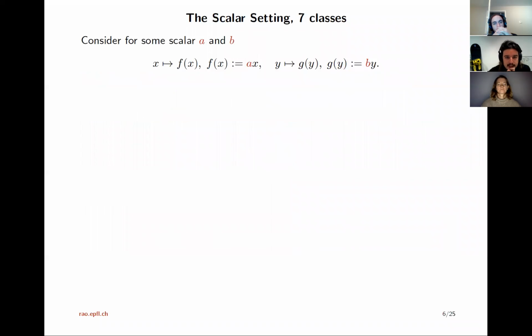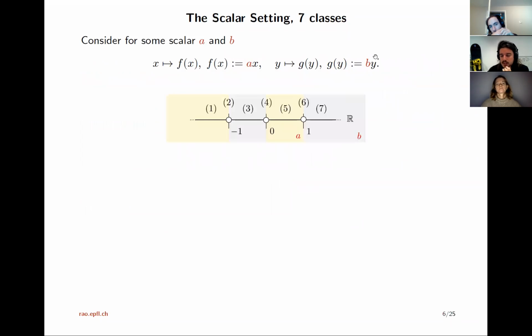Okay. To exemplify this in the simplest setting, we can look at just scalar linear maps. Say F is A times X and G is B times Y. In this case, it turns out that the different classes you can have are just 7 classes. You have these 4 intervals and these 3 points. So for example, A could live in this class 5 and B in this class 7.